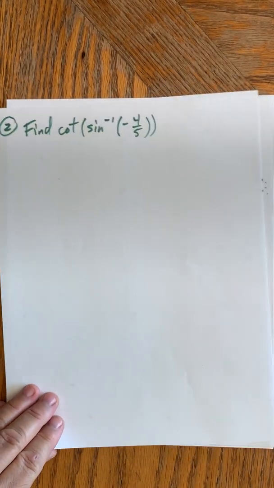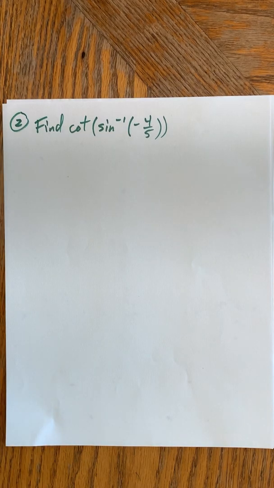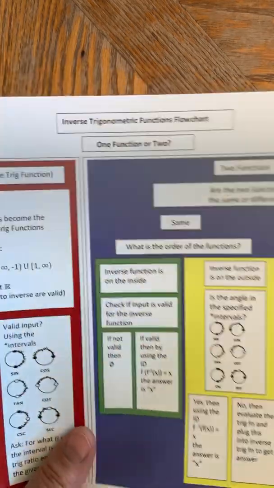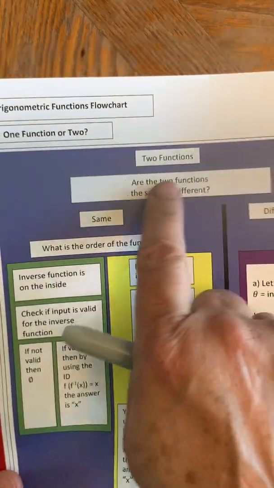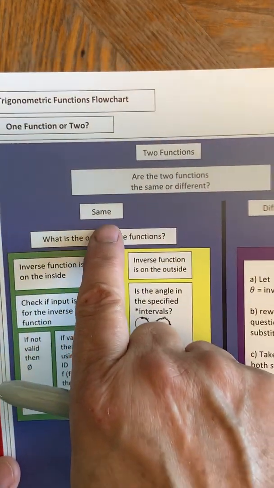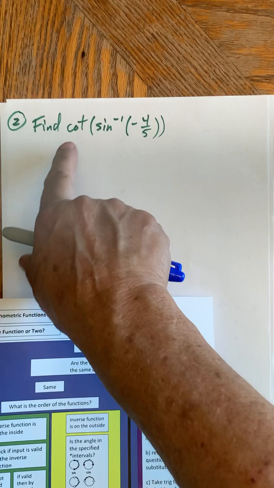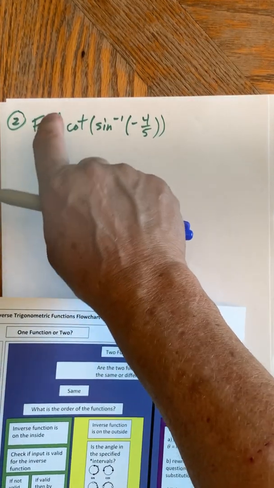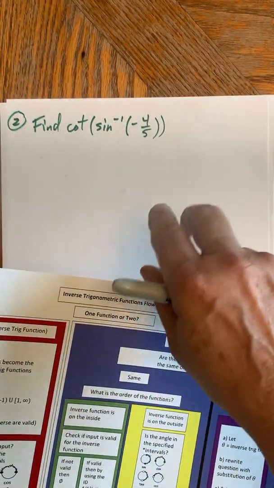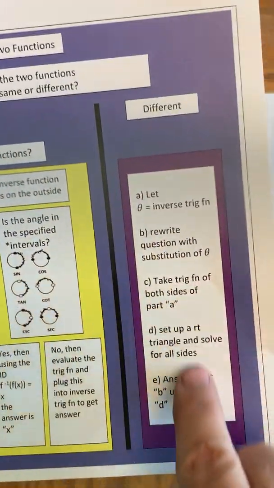Okay. So on this one, when I use my flowchart, I say, well, is it one function or two? Well, it's two. I have cotangent and sine. So I'm in the two function area. And then I ask, are they the same or are they different? Well, they're different. One's cotangent, one's sine. It's not like I have sine inverse or cotangent inverse cotangent. Right? So then I follow this set recipe.